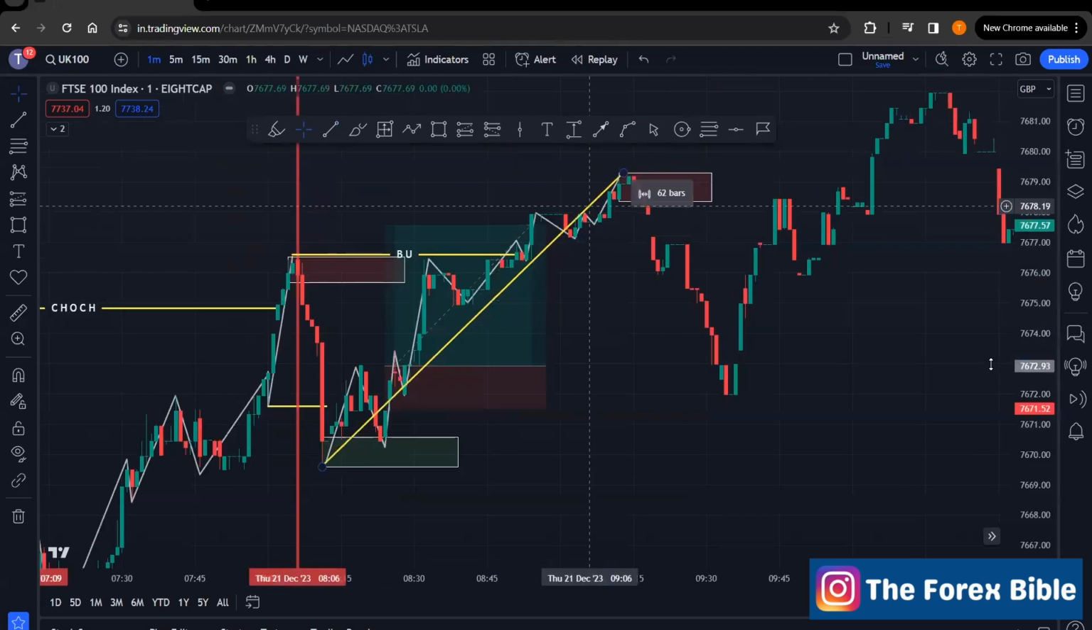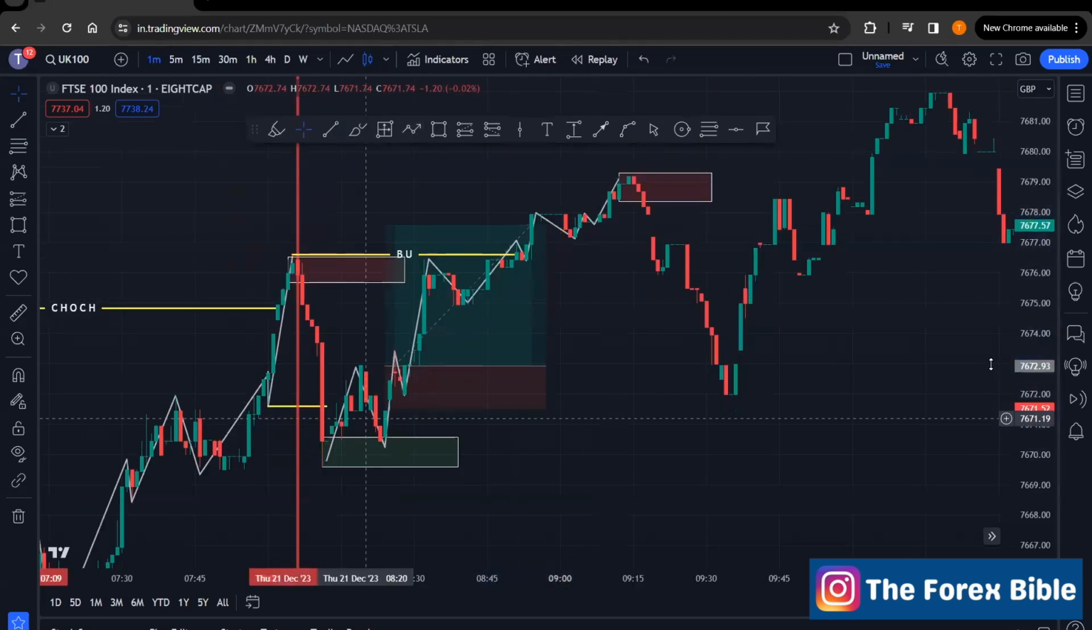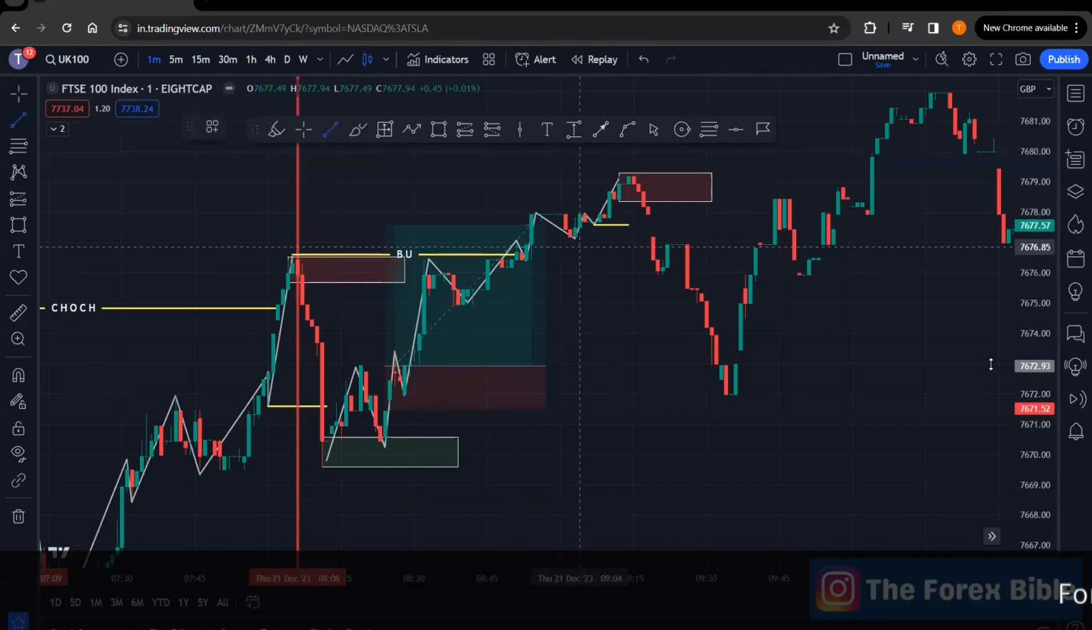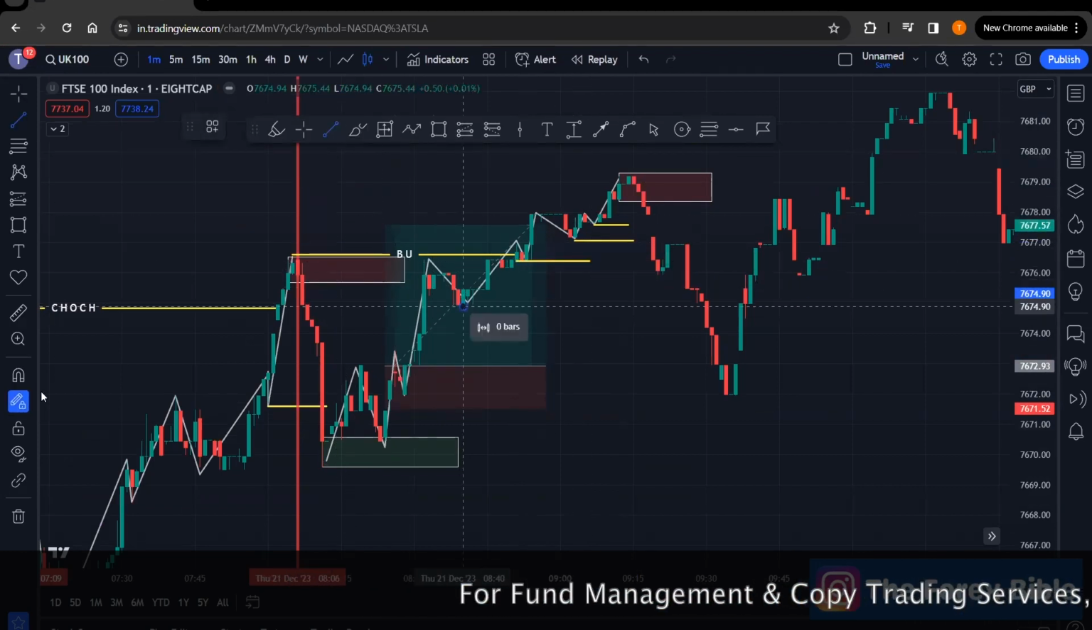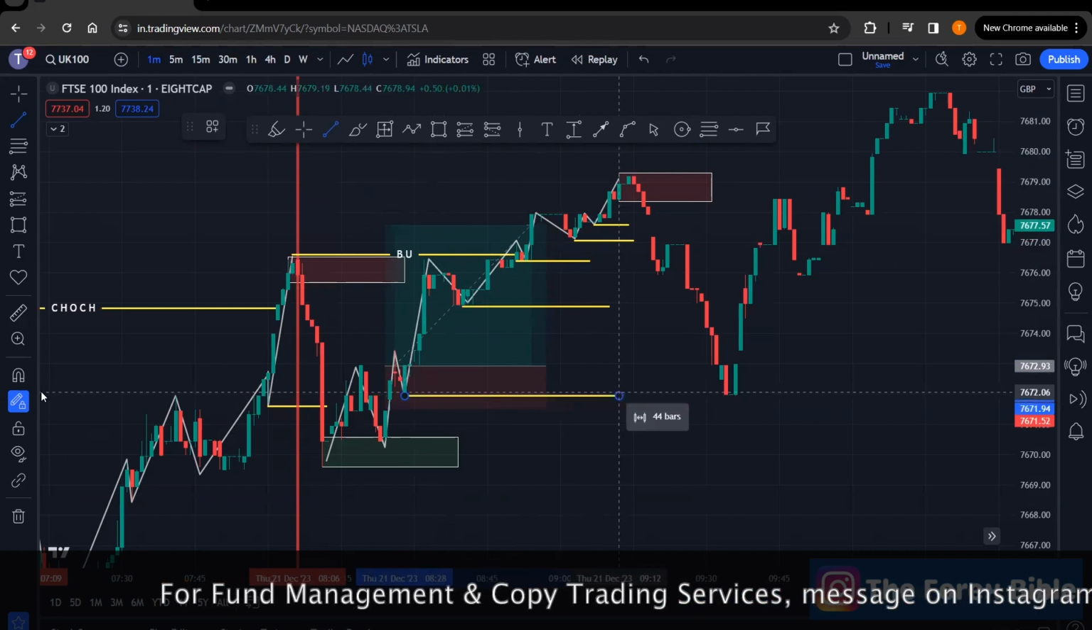So now we will once again do what? Because we have these swings in the market, we will be calculating where the internal liquidity is. This is your first internal liquidity and this is another one. So I'll mark the same for all of them. This is also liquidity. This is also liquidity. And this is the last liquidity available in the market.